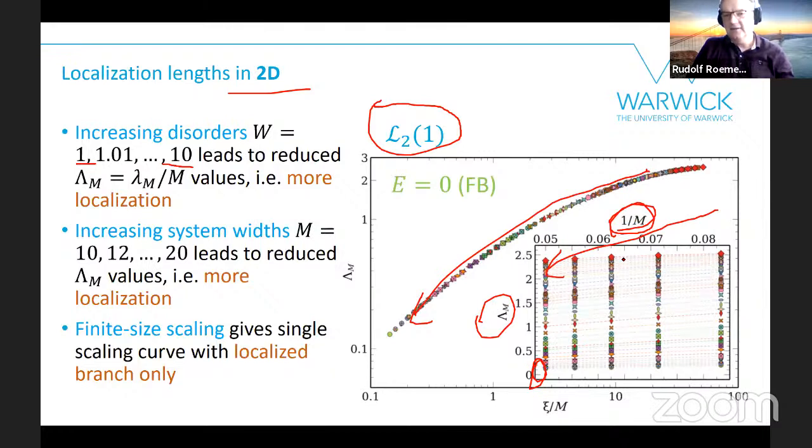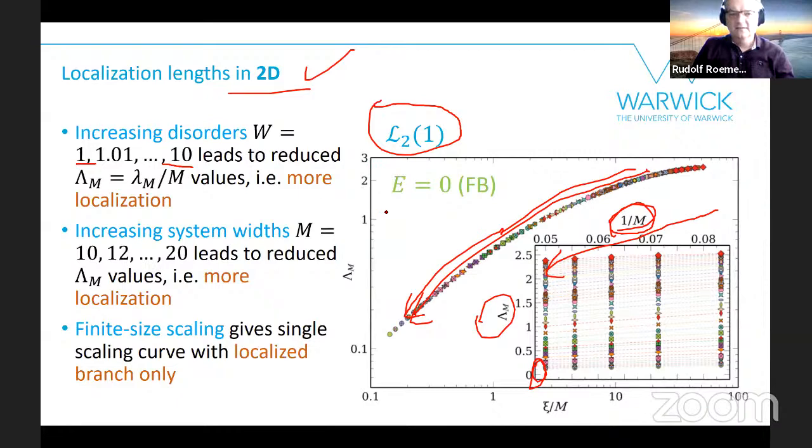And if you then put all these curves together, you have the scaling curve that I have here. So we have this one branch, the one branch goes down, everything is localized. It should be so in 2 dimensions. We know that in 2 dimensions, given one-parameter scaling, everything should be localized. Fine.